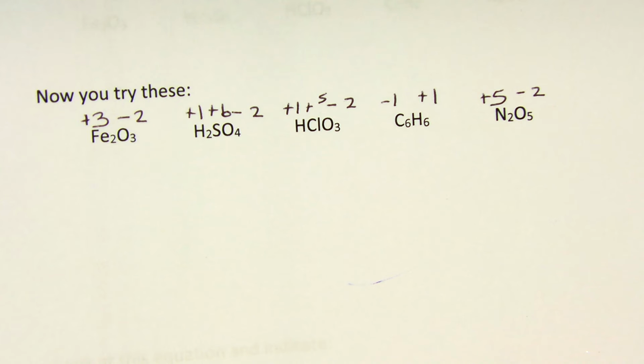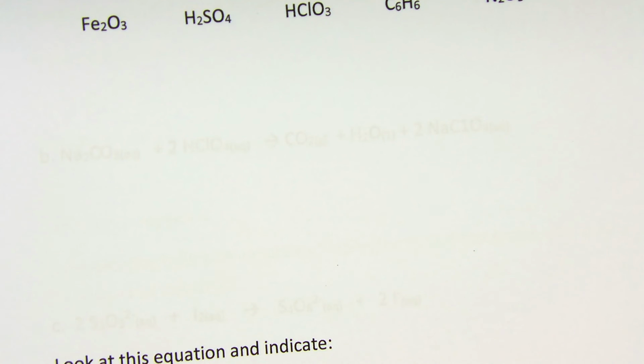And then N2O5, we know the rule for oxygen is a -2 times 5 is a -10. Divided by the 2 nitrogens means it has to be a +5 for each nitrogen. So both groups did that correctly. All right, do you have any questions on how to assign oxidation numbers?